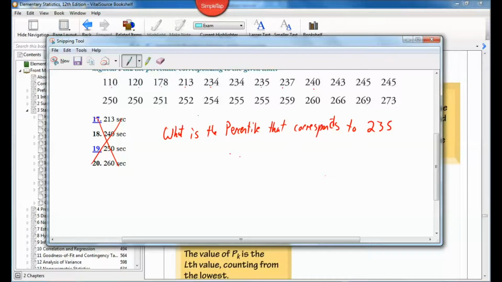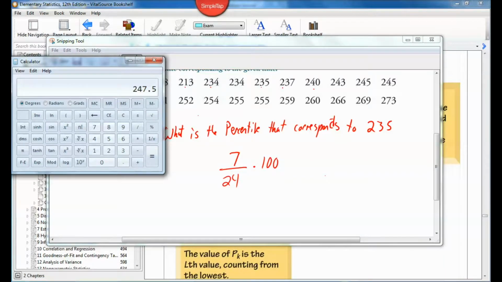So which position is that? We have 1, 2, 3, 4, 5, 6, 7. So it's data item number 7. How many data items are there? 24. So you divide by 24 and multiply that times 100. That will tell you what percentile that number is located at. So 7 divided by 24 times 100 is 29.16%.